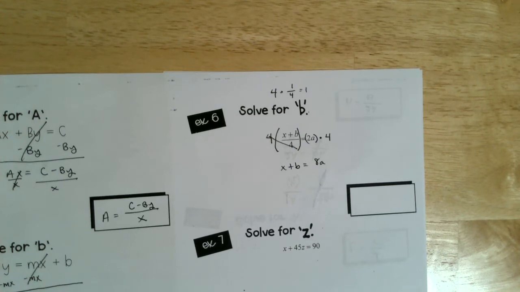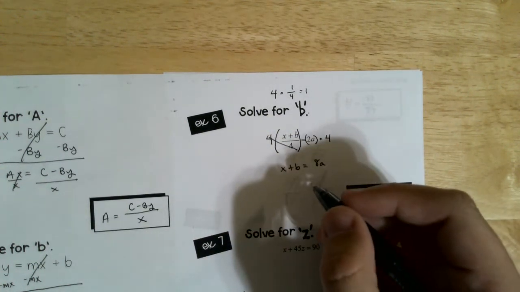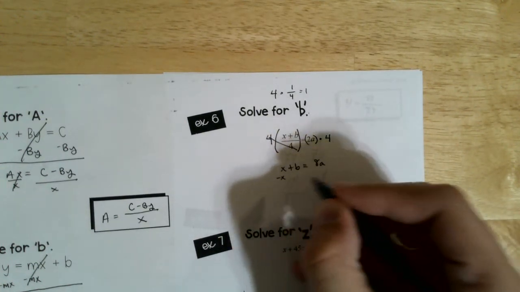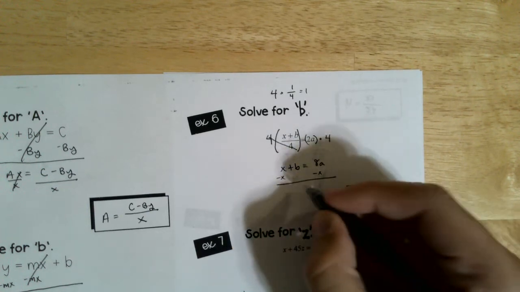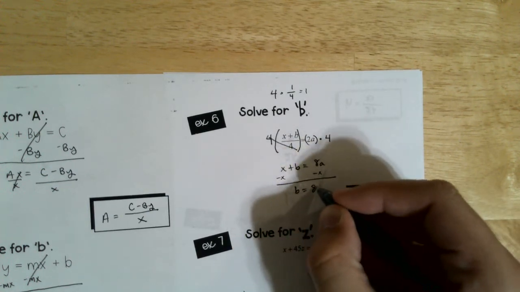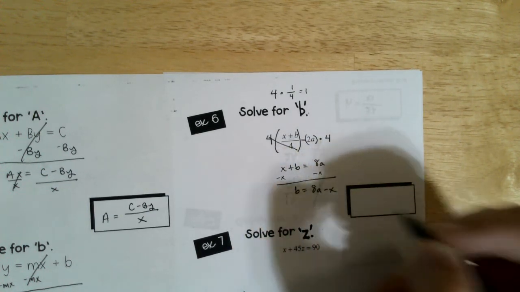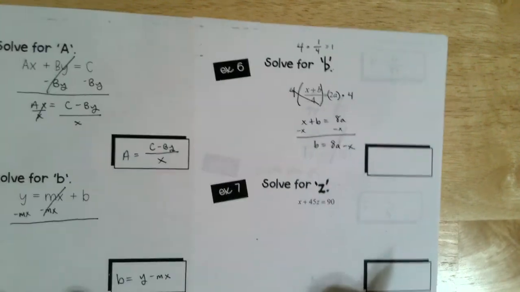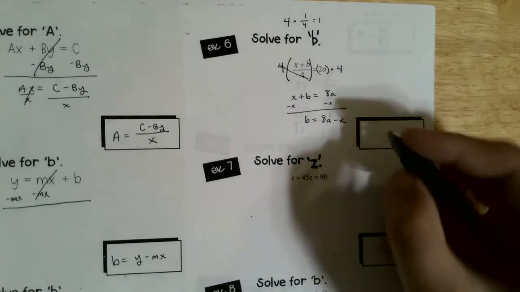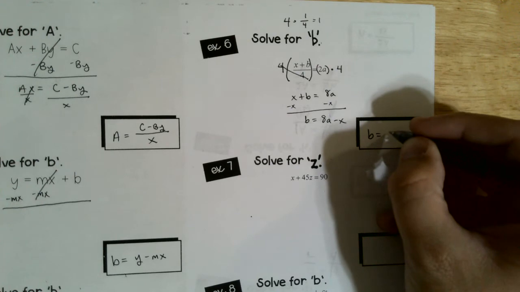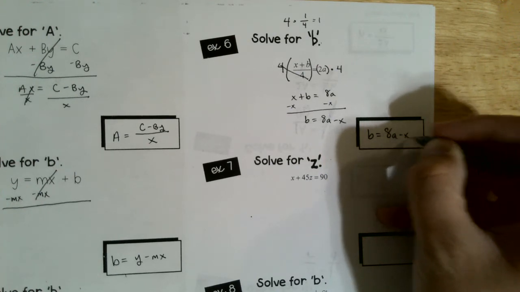So now we got to get b alone. We have x plus b. We have positive x plus b. So to get rid of that positive x, we need to subtract x. So that we'll get b is equal to 8a minus x. And I'll write that here. B is equal to 8a minus x.